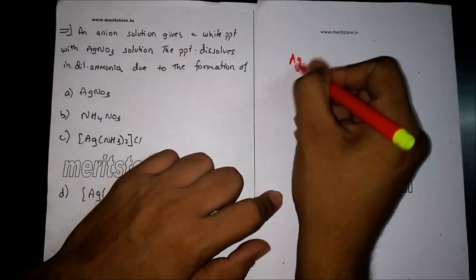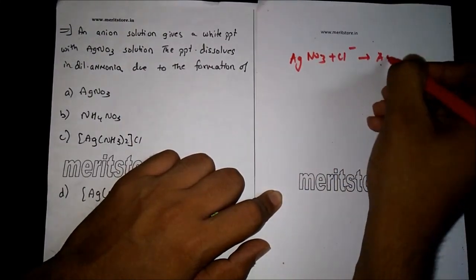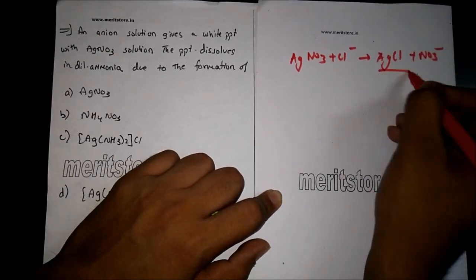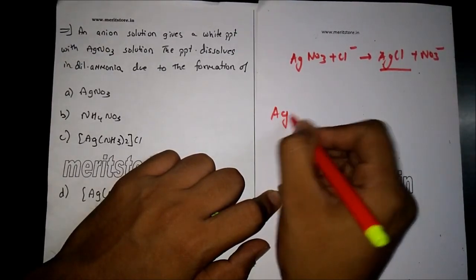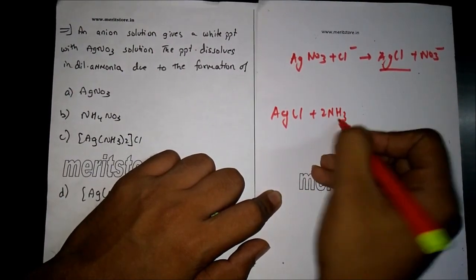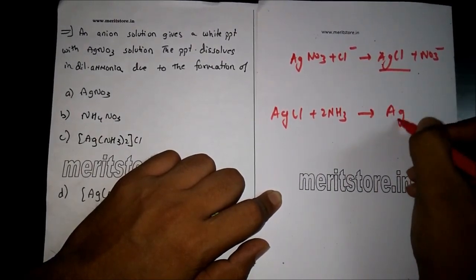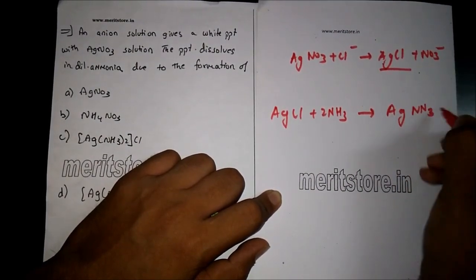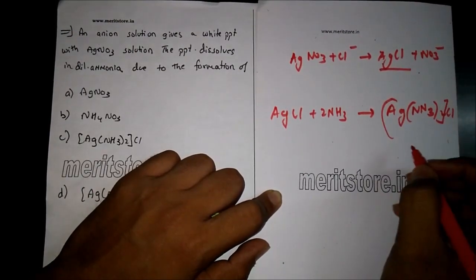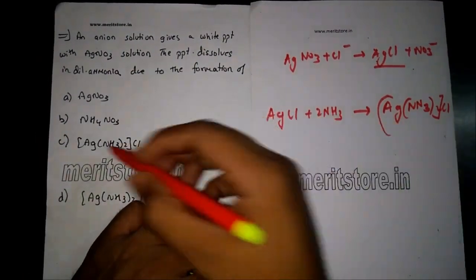Therefore, when AgNO3 reacts with chloride, it gives AgCl, which is a white precipitate, plus NO3 minus. Now, this white precipitate, AgCl, dissolves in dilute ammonia, plus 2NH3, due to the formation of diamminesilver chloride, which is [Ag(NH3)2]Cl. Therefore, the correct answer here is option C.